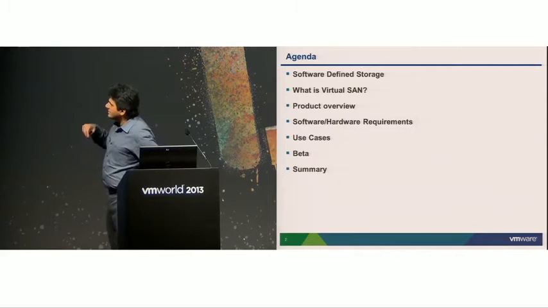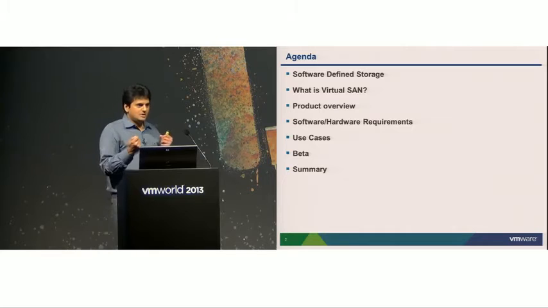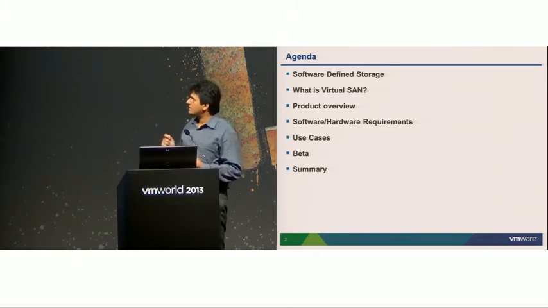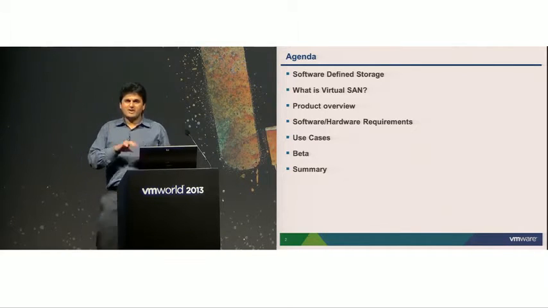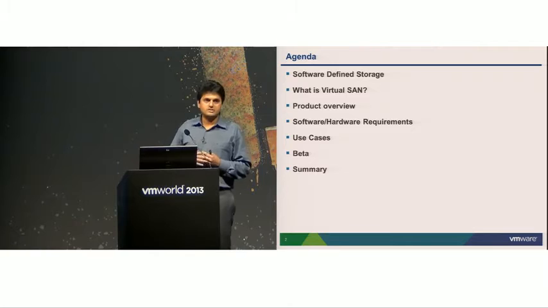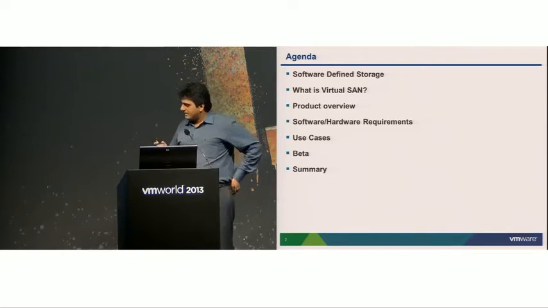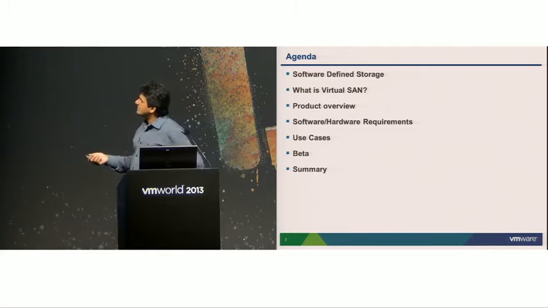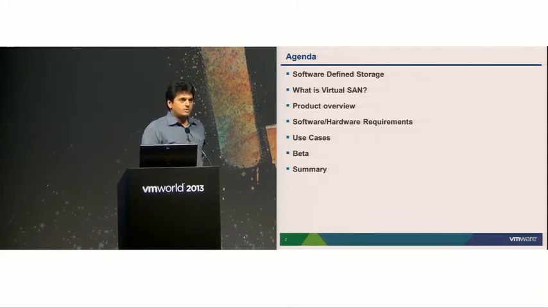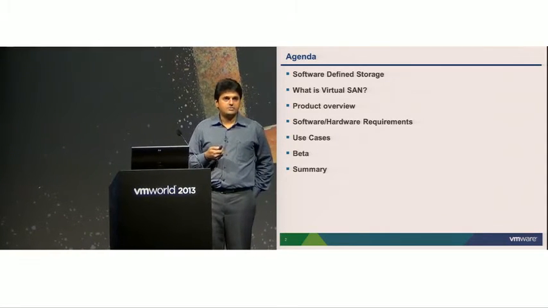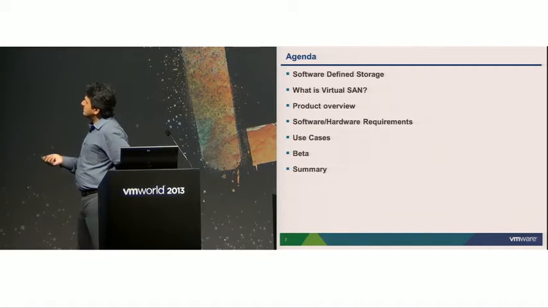Before we go into the details, I will kick off this session by providing some context and an overview of what VMware's vision is around storage, and also a high-level overview of what vSAN is, and then hand it over to Christos to talk about how vSAN works under the covers. Towards the end, we'll talk about some of the use cases, beta, what you need to do for beta, and we'll probably have some time for Q&A as well. So with that, let me get started.